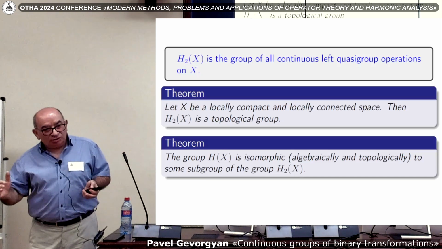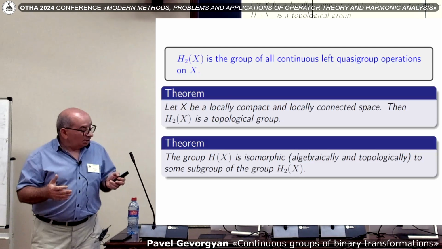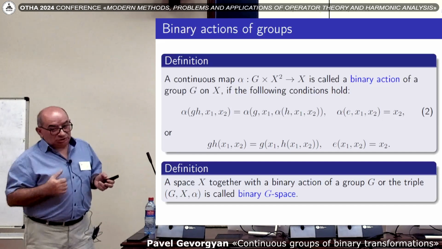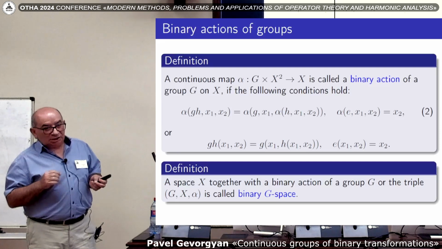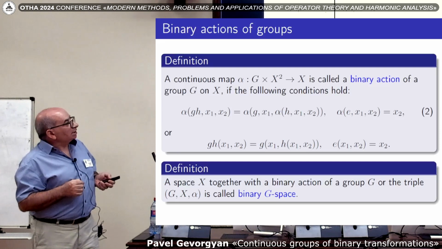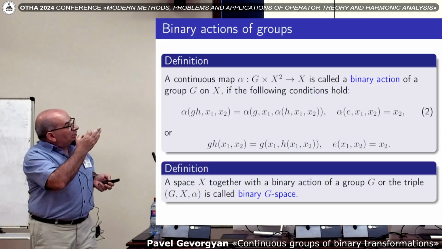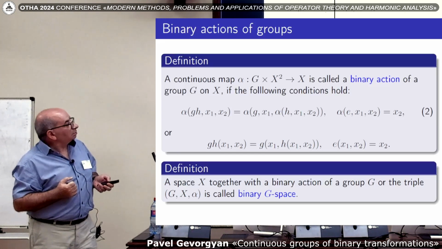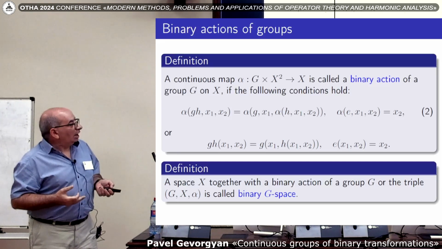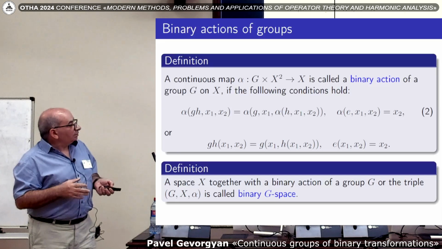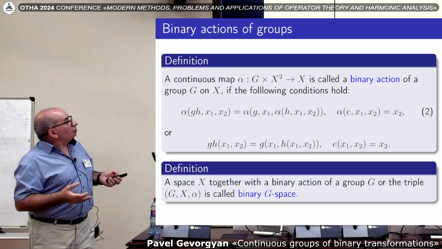And this leads to the notions of a binary action and a binary G-space. Let's define these notions. A continuous map alpha from G cross X squared to X is called a binary action of a topological group G on X if the following conditions hold. And the space X together with a binary action alpha, or the triple (G, X, alpha), is called a binary G-space.